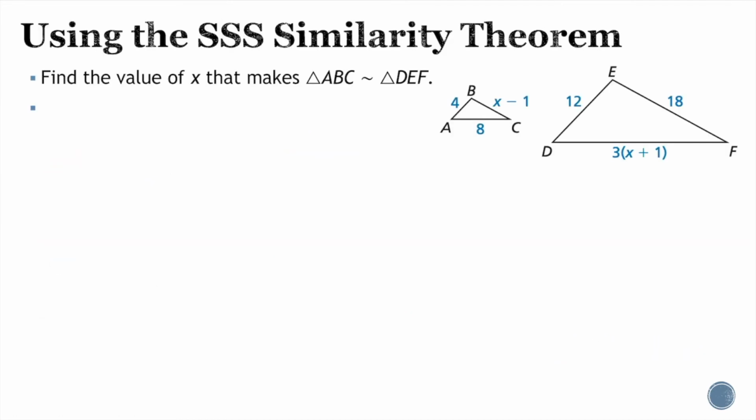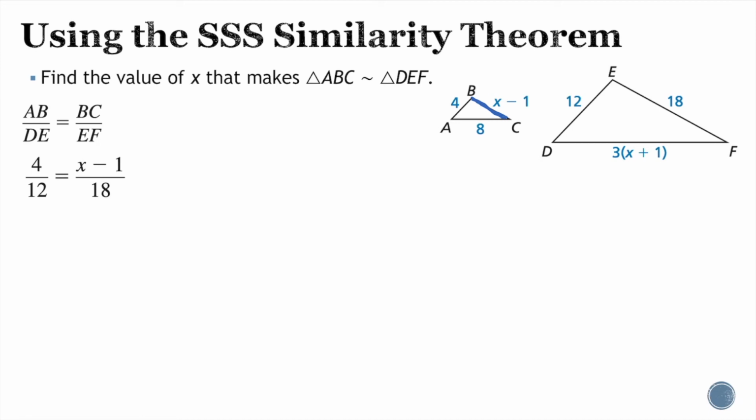Now, let's see how we can use it to find the value of x that makes triangle ABC similar to triangle DEF. If they're similar, then the side lengths are proportional. I want to make sure that I include the side BC, because that is what I'm looking for. So in this case, I have AB over DE is equal to BC over EF, which gives me this proportion.